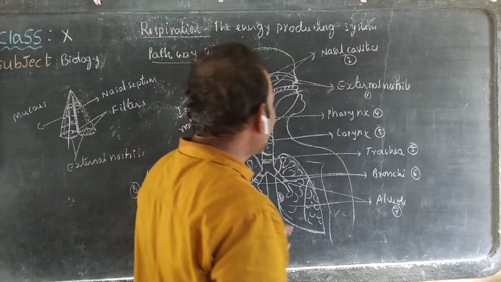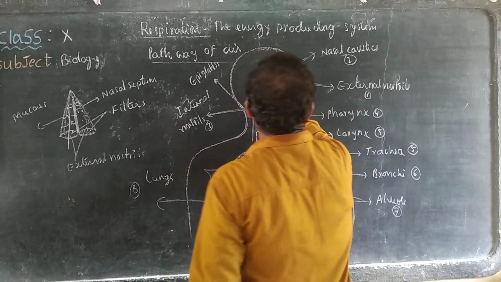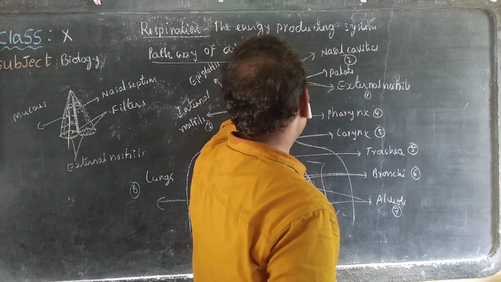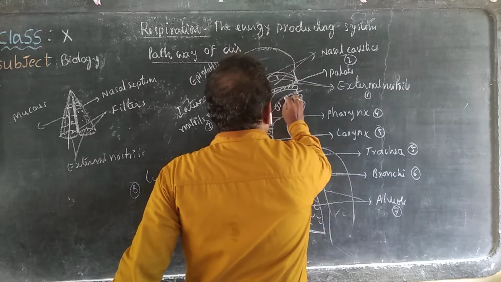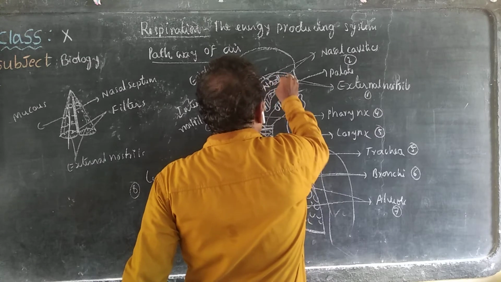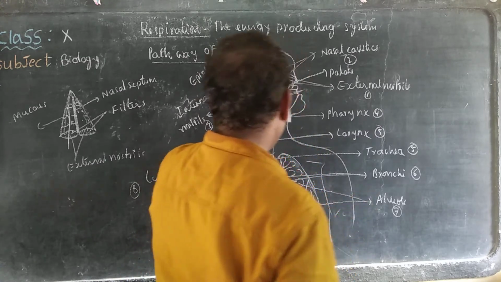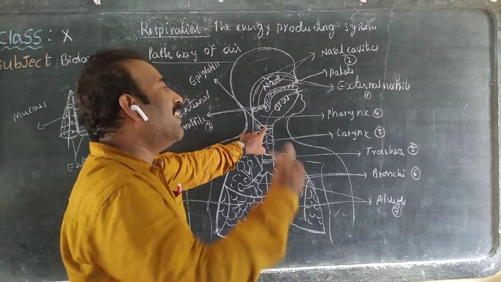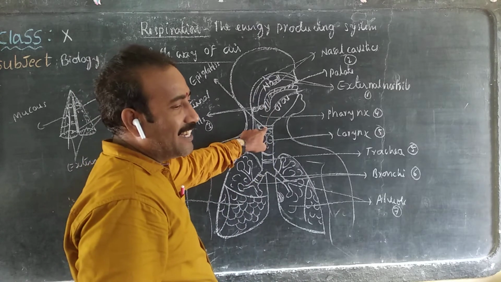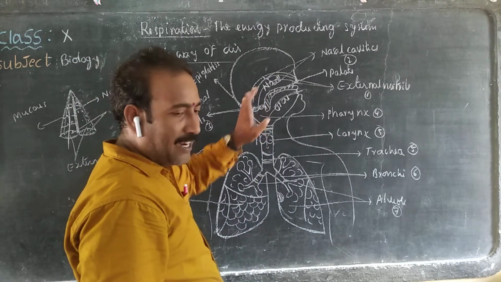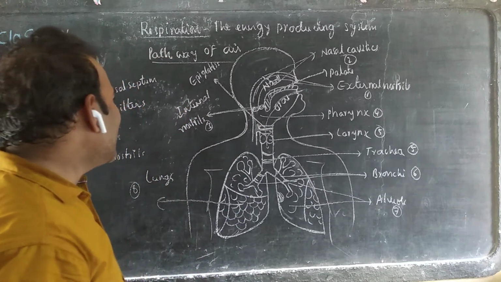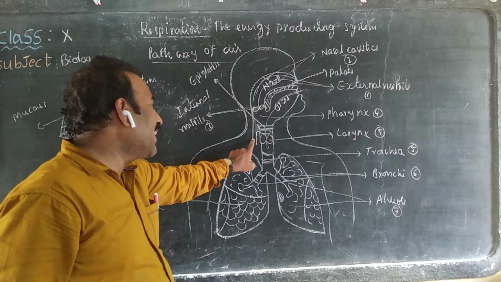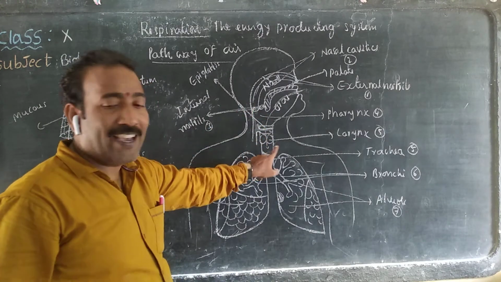Already in the first lesson we discussed the palate, a bony plate which separates the oral cavity and the nasal cavity. Here the epiglottis is a cartilaginous flap present at the base of the pharynx. Do you know what this epiglottis does? It diverts food into the esophagus and air into the trachea, the air pipe.